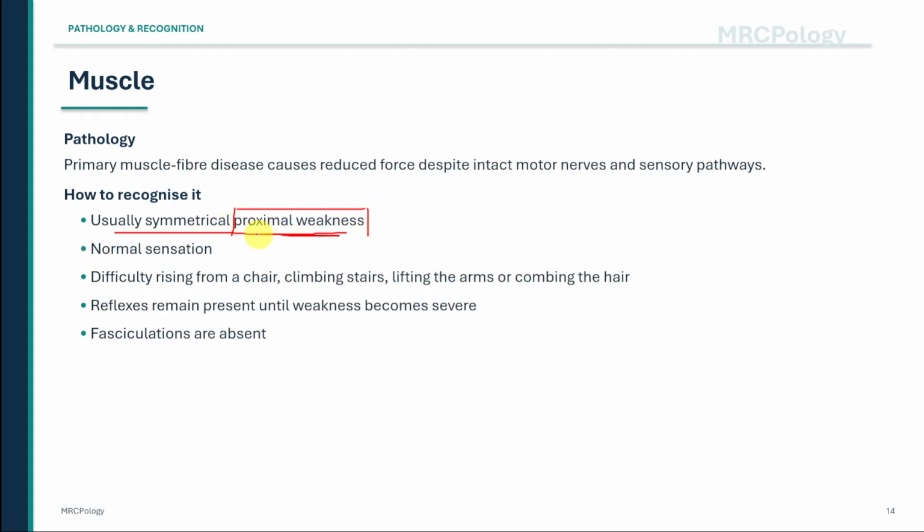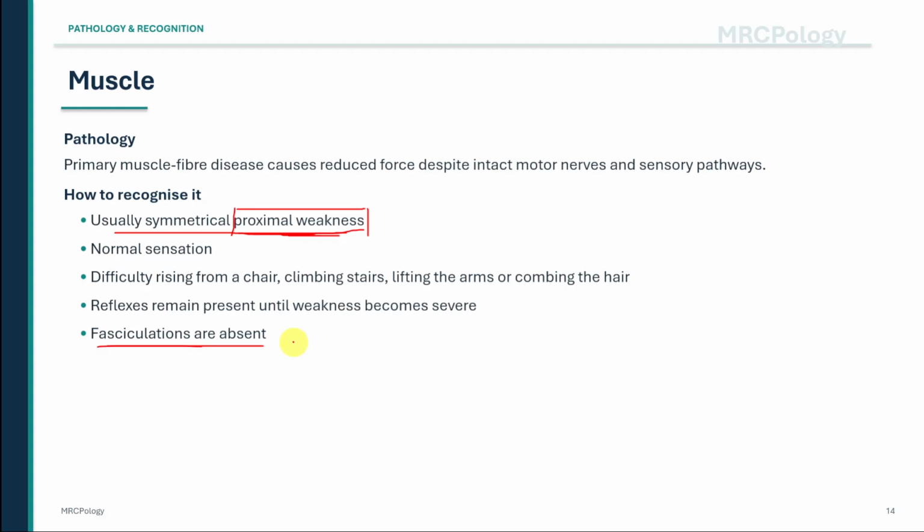Sensation remains normal. Reflexes are generally preserved until the weakness becomes severe because the reflex arc remains intact. Fasciculations are absent because there is no active denervation of motor neurons. In PACES, you could say, there is symmetrical proximal weakness with preserved sensation and reflexes, suggesting a primary myopathy.